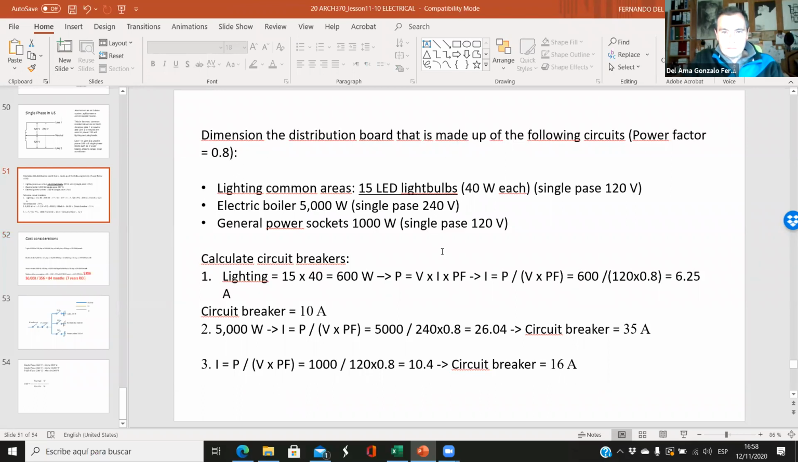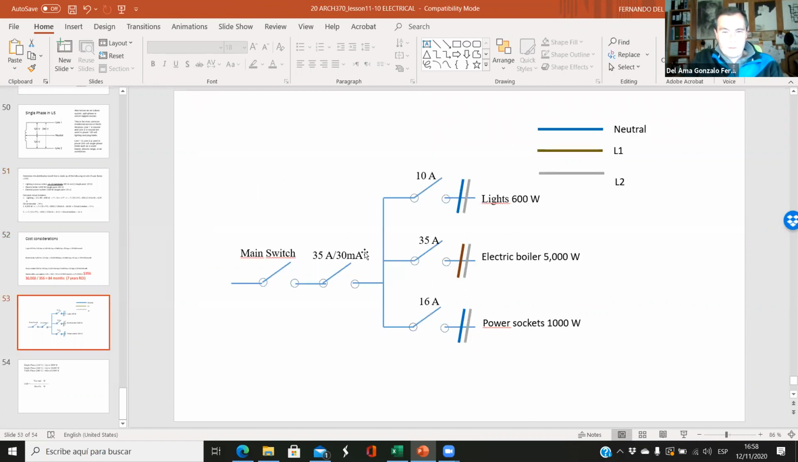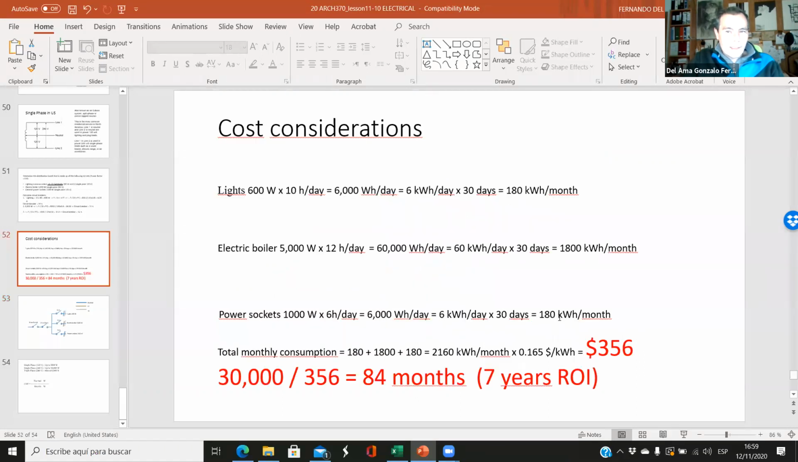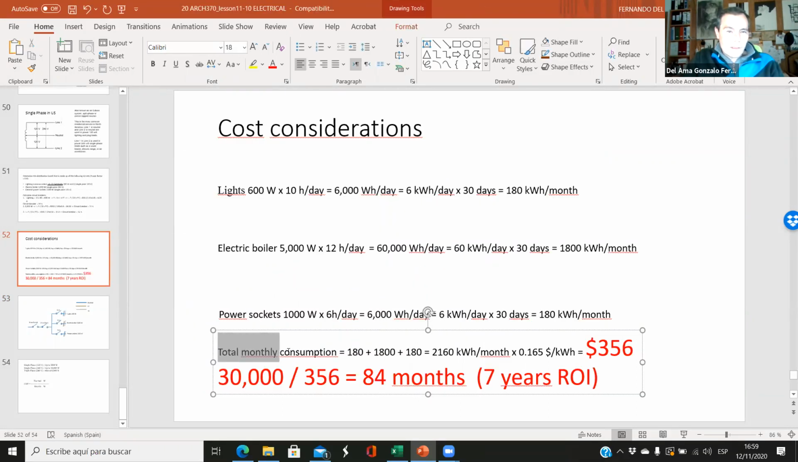First, we need to calculate. So this is theory. We need to calculate the circuit breaker. Because without those circuit breakers, there will be a likelihood of a disaster in our electrical installation. So we need to dimension this depending on the power that we have in each circuit. Then once we have done this and we know the power, then we can calculate the energy. And this is the total monthly energy consumption. This is interesting because we can calculate the money, the electricity bill that our client is going to pay.